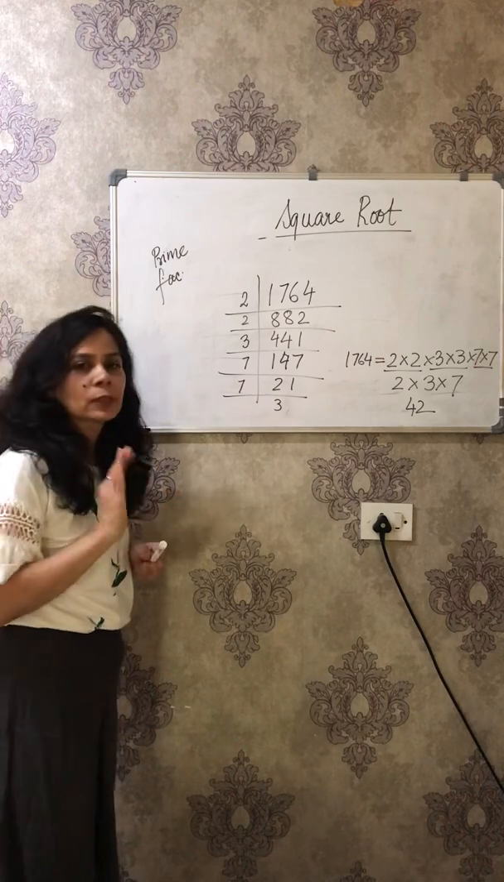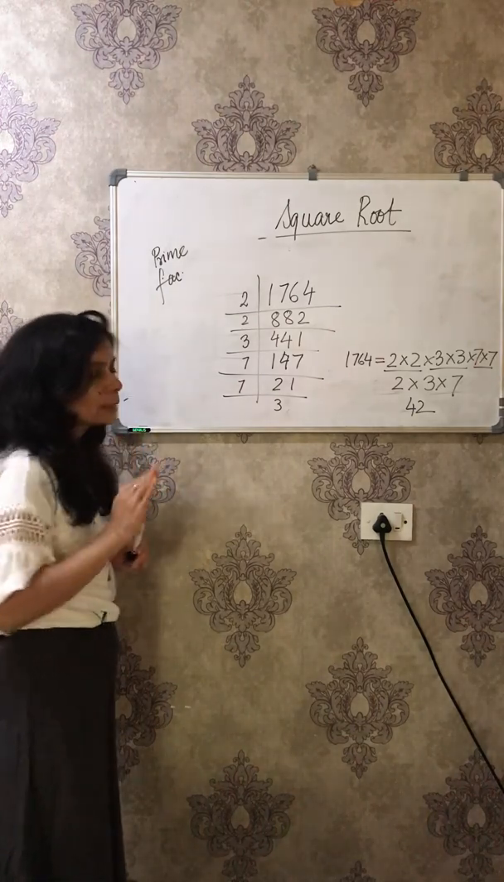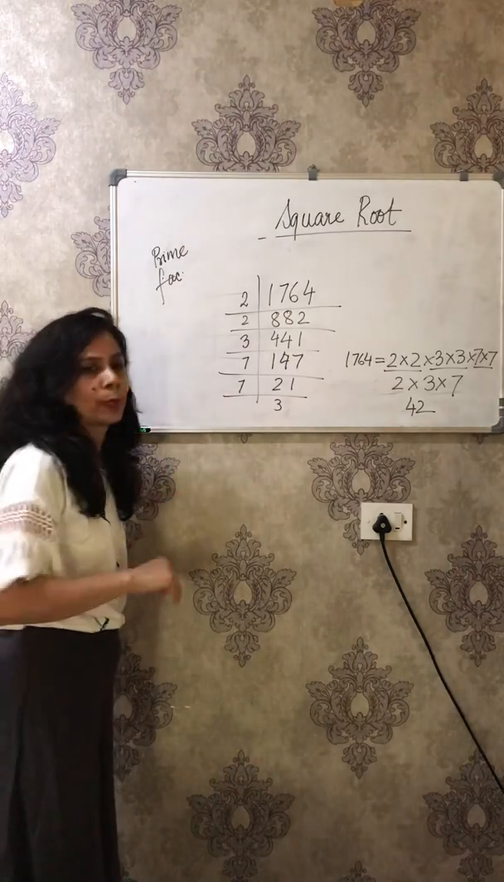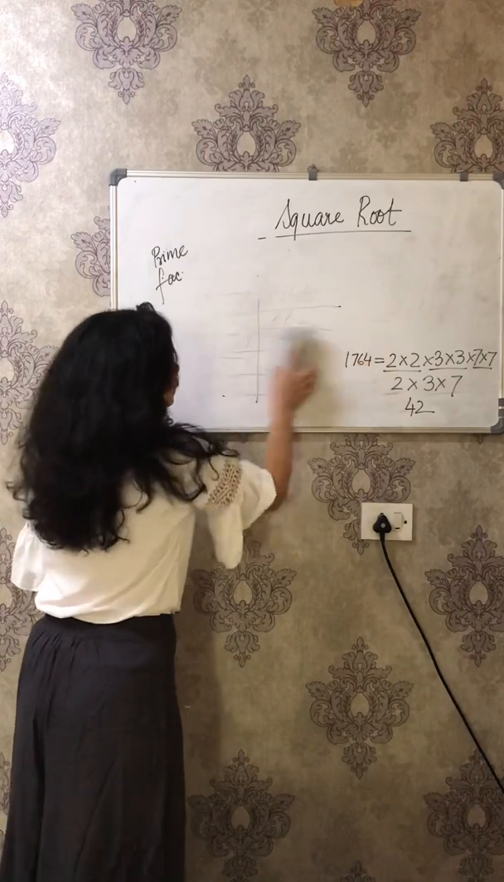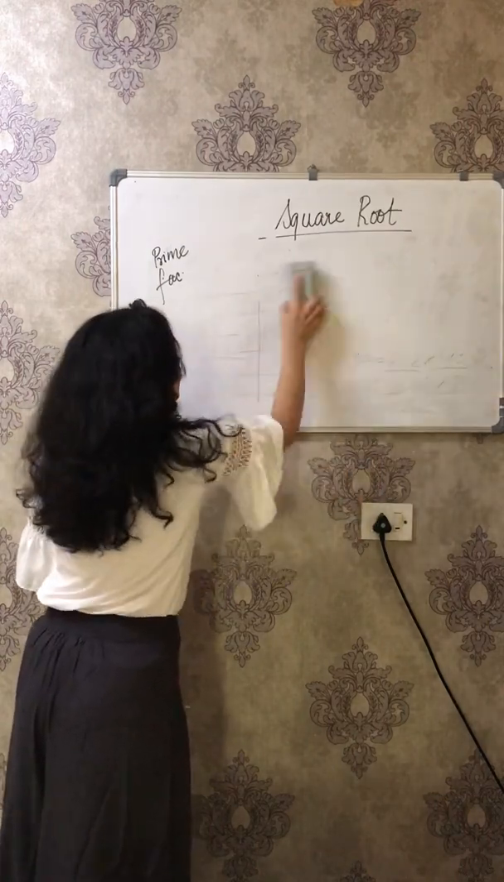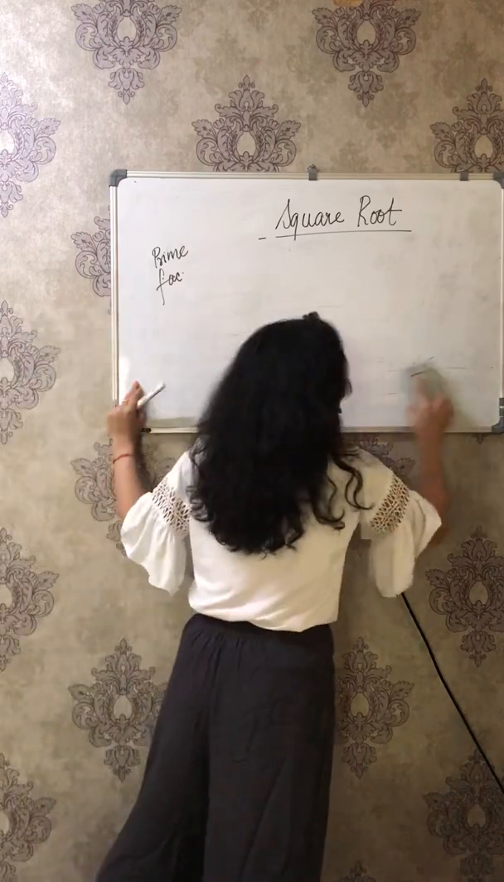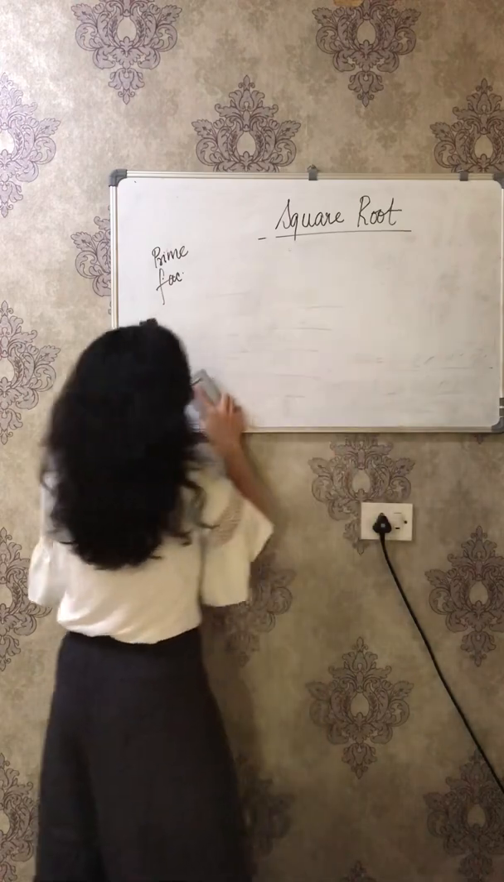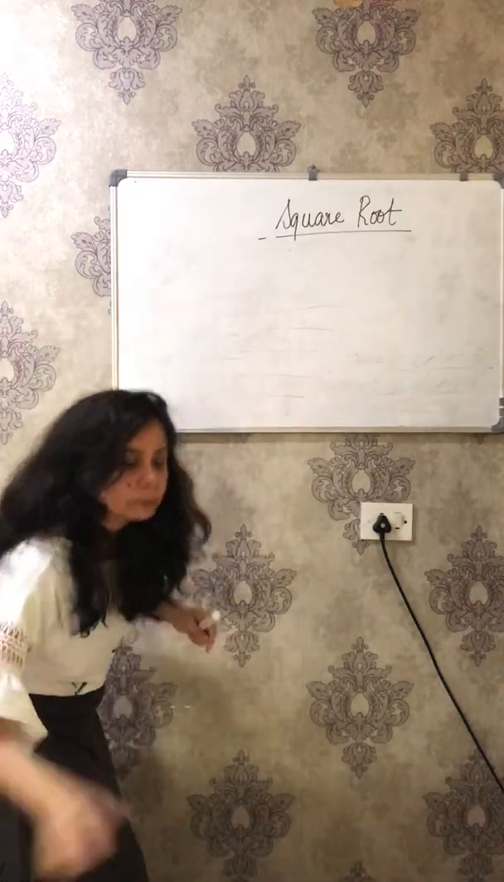So this method is very, very simple. If you are in 6th grade or 7th grade, you can easily apply this method and find out the square root. But if you are in 8th grade, there will be a full chapter of square root where you cannot apply this method all the time. So for that, I will take 2 numbers and I will tell you how to find out the square root through the long division method. Okay.